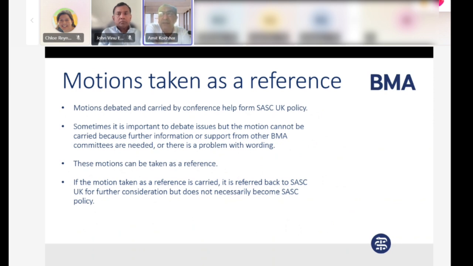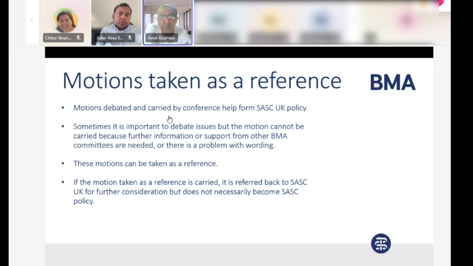Reference. Sometimes when you present a motion, somebody will stand up and say, look, I disagree with so and so and so and so. Can you take it as a reference? It doesn't mean that the motion is consigned to history, and it means that SASC will deliberate on it as a reference. It doesn't become policy straight away, but we are asked to deliberate on it as a reference. And mostly this is for motions that have a problem with the wording.